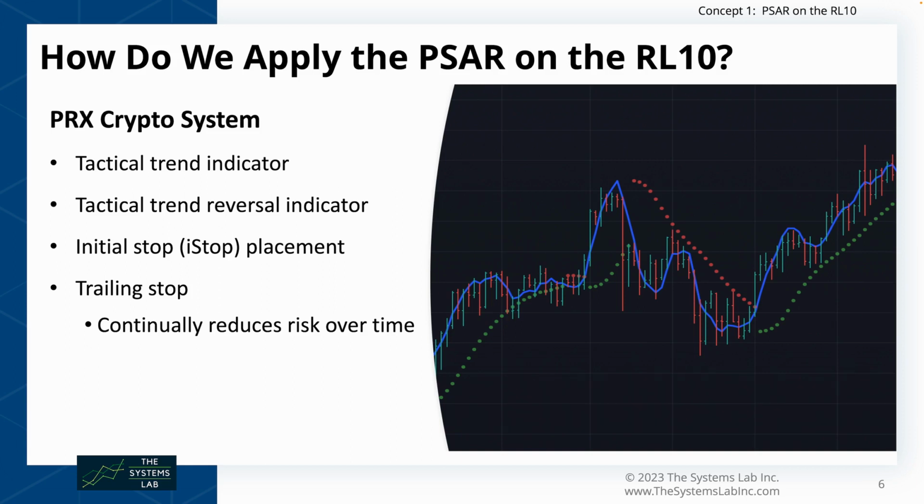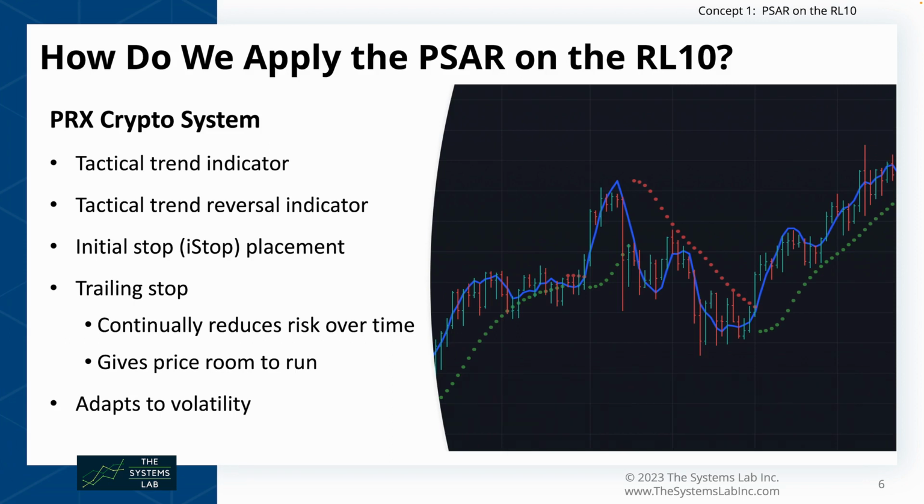The other nice thing is that as a trailing stop, the PSAR gives price plenty of room to run. So this translates into letting winners run, creating large R multiple wins, and leveraging the belief that the trend is your friend. Also, the PSAR on the RL10 is what helps the PRX crypto system adapt to volatility. So as an inherent function of the math involved with plotting the PSAR on the RL10, there's a direct correlation between volatility and the distance between price and the PSAR dot at reversal points.